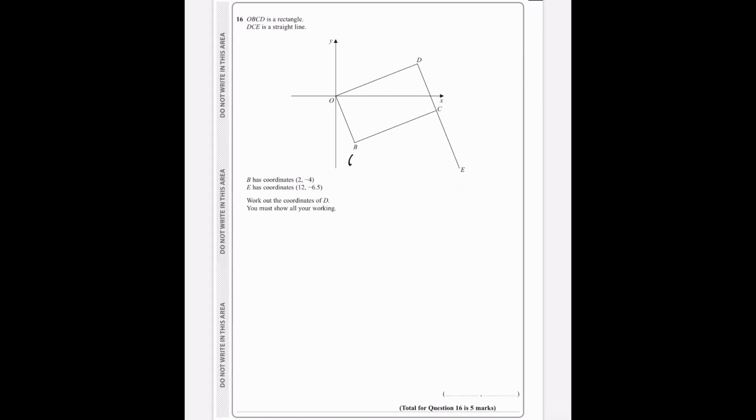Question 16, we know B is at (2, -4). We know E is at (12, -6.5). So first thing I'm going to work out is the gradient of the line going through the origin and B. So the gradient of the line OB is going to be -2. We know that O to D is going to be perpendicular to that, so negative reciprocal of -2 is a half, so O to D has a gradient of a half.